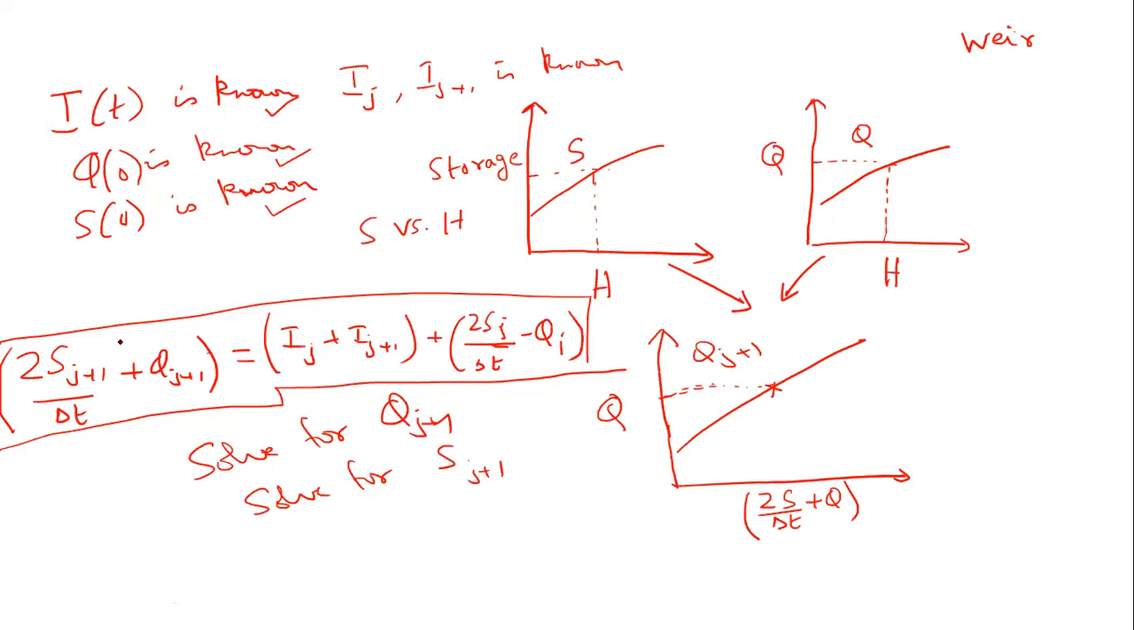Since I have solved for this term over here, I simply look up on this curve for what value of q I get for this value of 2s by delta t plus q. So that gives me q, and once I know q, I can solve for s. This curve will give me qj plus 1. So the first thing we do is solve for qj plus 1 using this curve. Once I know qj plus 1, I can solve for sj plus 1, because I know the summation of these two terms. Okay. Any questions on this?